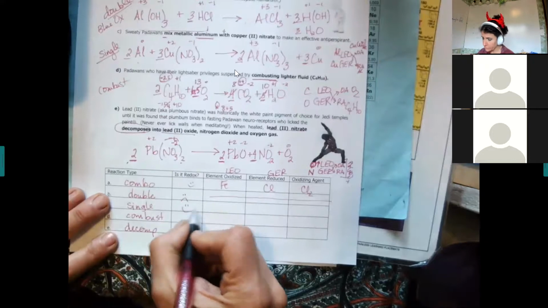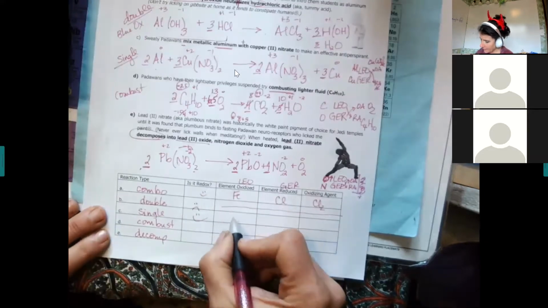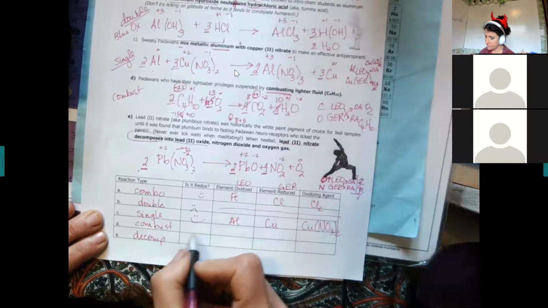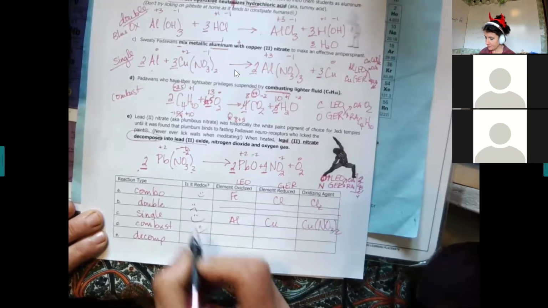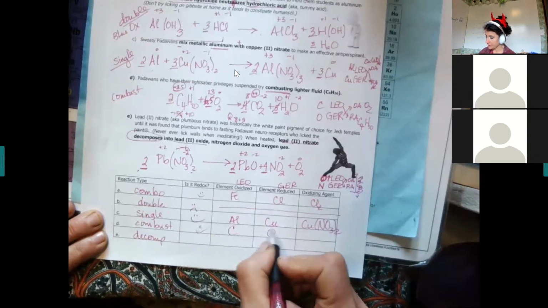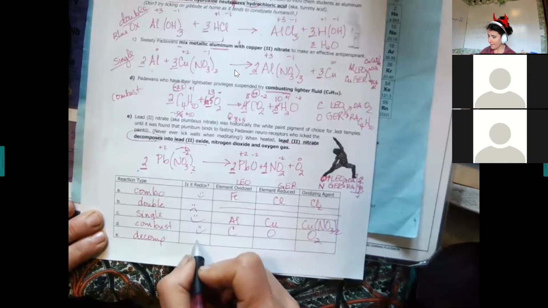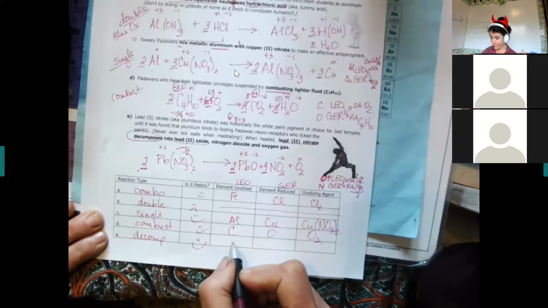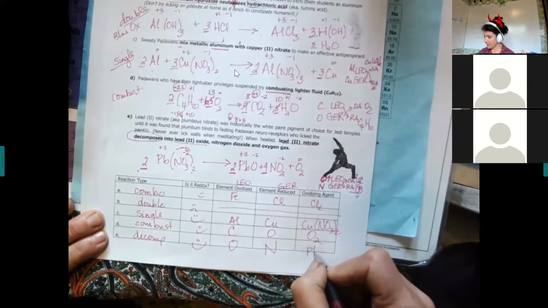All right, for the single, we got aluminum, we got copper, and then we have the copper nitrate. So you do need to write the full compound for the oxidizing agent. Combustion is a yes. So carbon, oxygen, O2, and then the decomp. So these are all, it is the oxygen, the nitrogen, and then the Pb and O3.